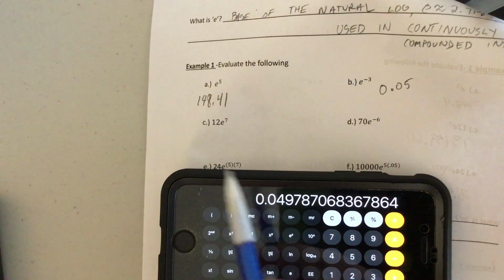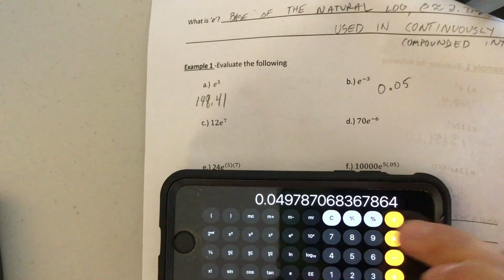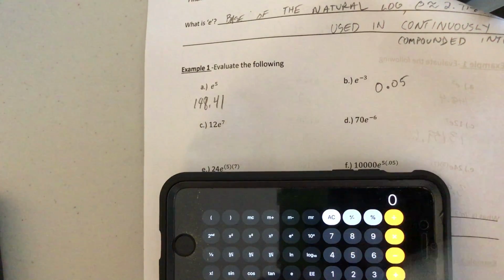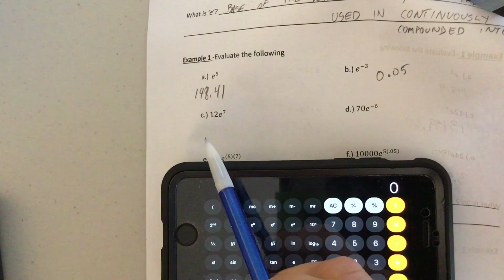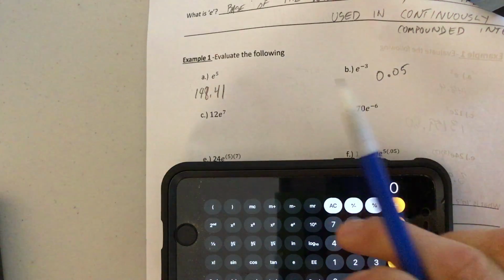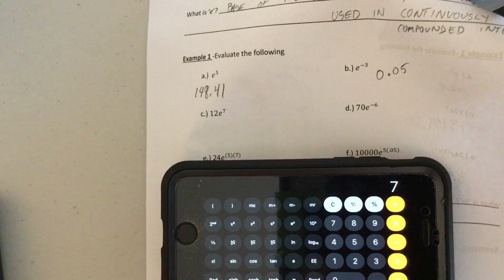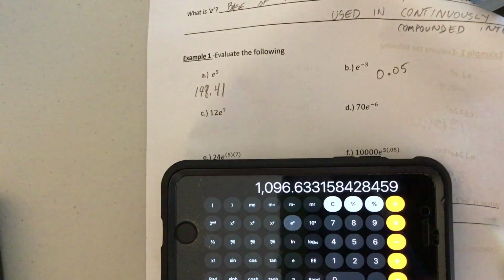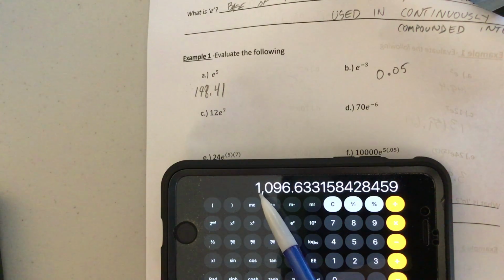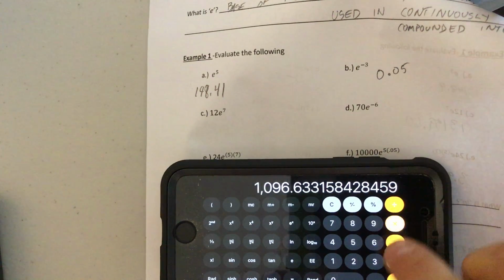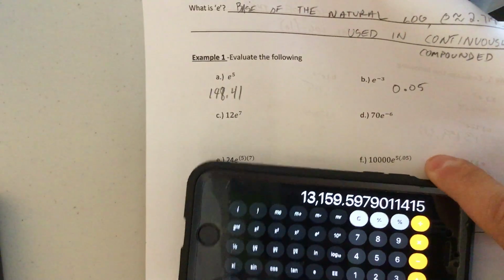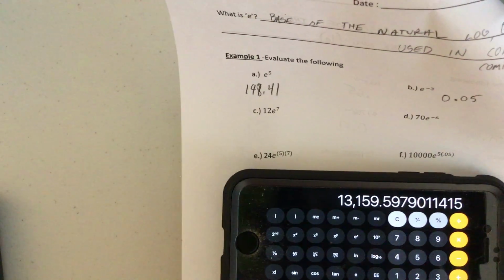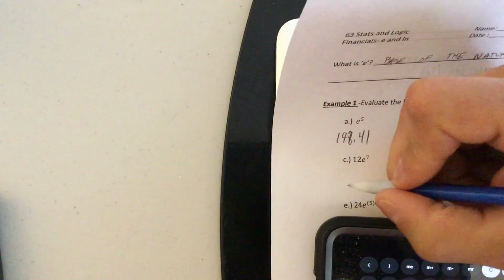Here we have 12 E to the 7th. So once again, I'm going to hit clear. You know it's all clear when it says AC. You almost have to go in reverse. Well, the power is 7. Then we hit E to the X. So E to the 7th power is 1096. And then we'll multiply that by 12, the number out in front. When we do that, we get 13,159.60.